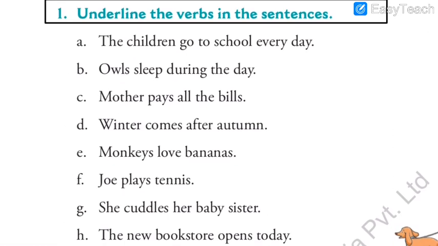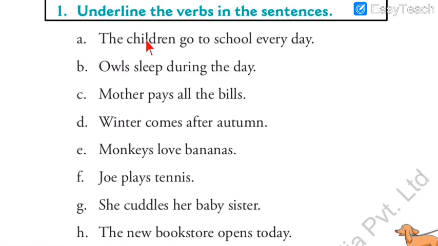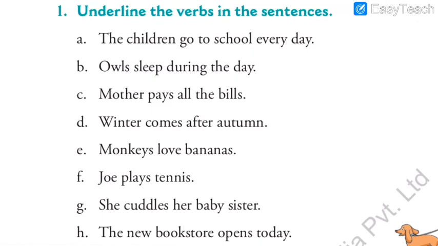Okay, so the first sentence is: The children go to school every day. Again, this is a simple present because children go to school every day. So this is their routine, right? So what is the verb here? Go. Correct. To go somewhere is an action, no? You go somewhere. This is a kind of action. You have to walk. Then you go there. So it is a kind of action. So go is the verb here. So you have to underline it in your books.